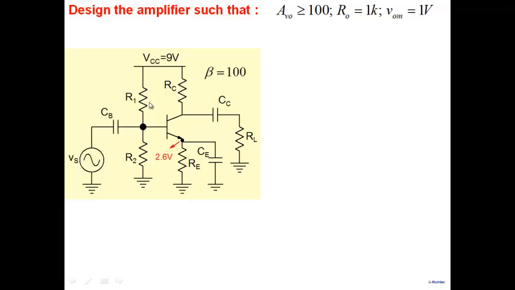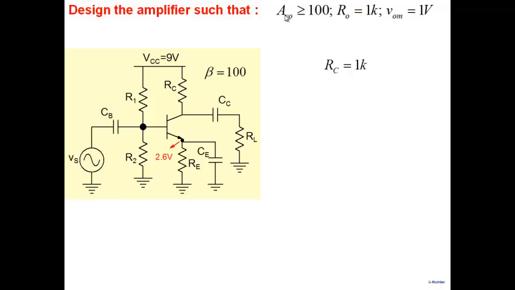So design means now R1, R2, RC, RE. All these values I have to find. Okay. And so first thing is RO is given as 1K, and we know that the output resistance is nothing but equal to RC. Okay. So that allows us to choose RC as 1K here.